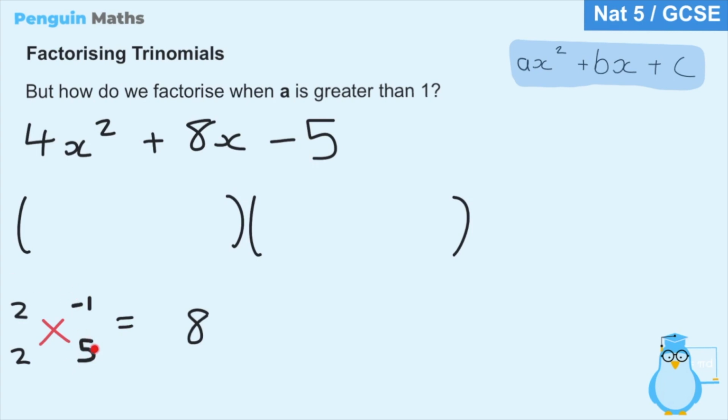So then we have 2 times 5 is 10, and 2 times minus 1 is minus 2. 10 minus 2 gives us the 8 that we're looking for. So now we've found that, we know which numbers go in the first bracket and the second.